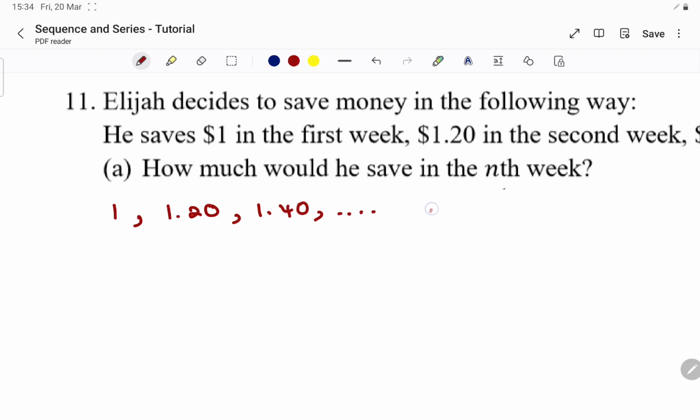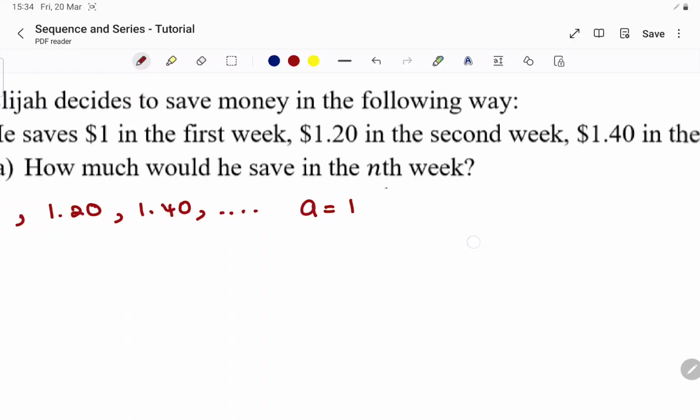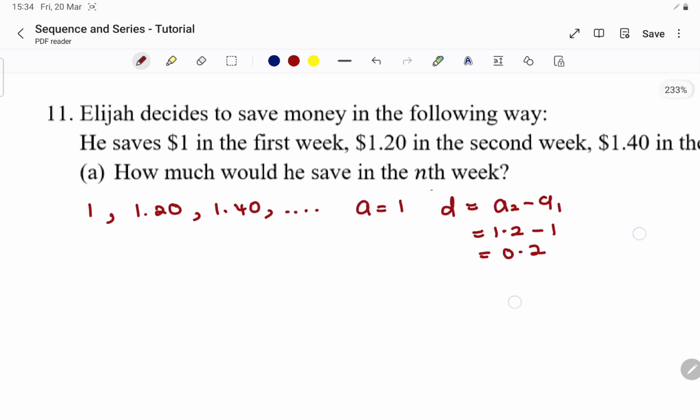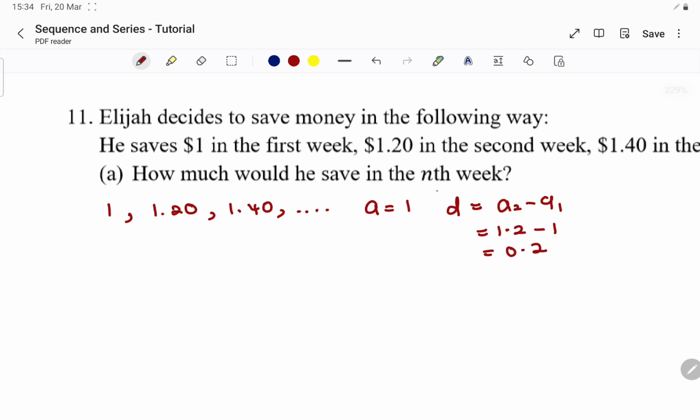From here, we get to know that our A is equal to 1. And then our D is equal to A2 minus A1. You're going to get 1.2 minus 1, which is 0.2, is your D. Why do we use D here? Because it is arithmetic. In each week, Elijah actually saved with a difference of 20 cents. So he just adds 20 cents, 20 cents, 20 cents every week.